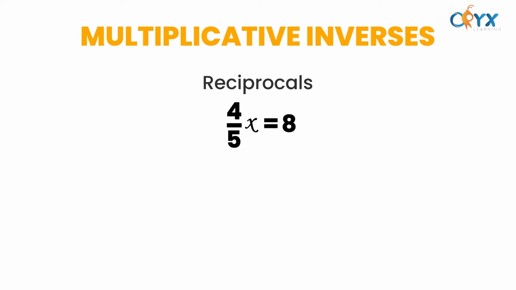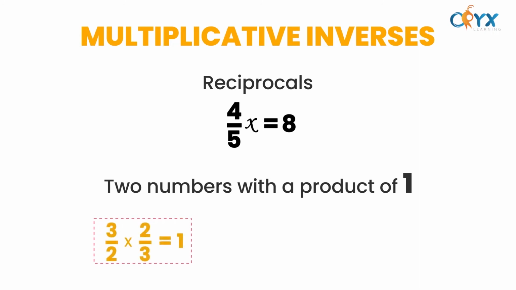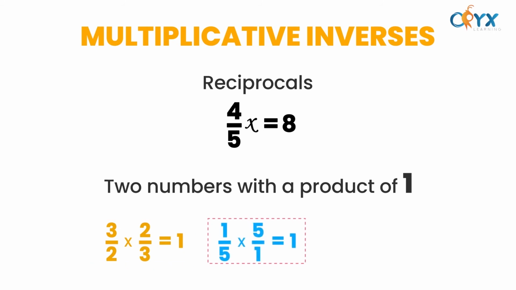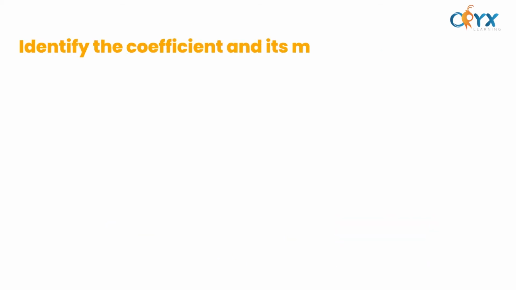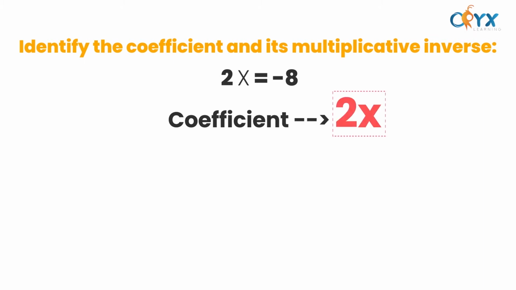Multiplicative inverses, also known as reciprocals. Two numbers with a product of 1, like 3 over 2 times 2 over 3, which equals 1, are multiplicative inverses, also known as reciprocals. Another example would be 1 over 5 and 5 over 1, because 1 over 5 times 5 over 1 equals 1. In a third example, 5/4 and 4/5 would be multiplicative inverses or reciprocals, because their product, 5/4 times 4/5, is equal to 1.